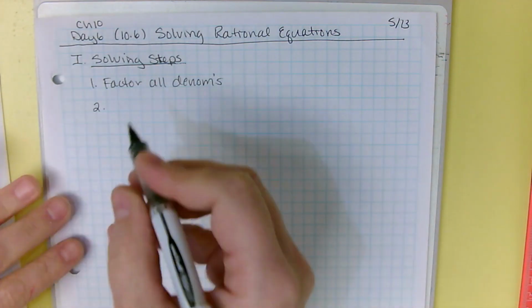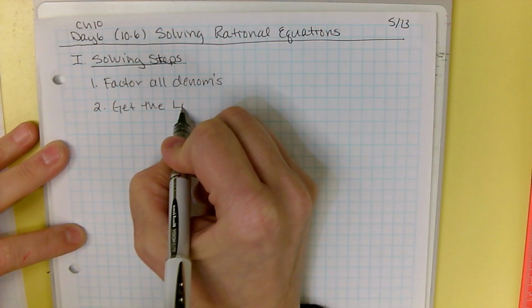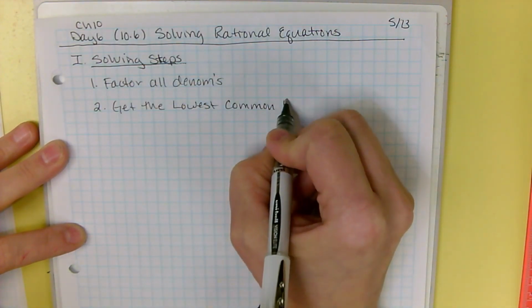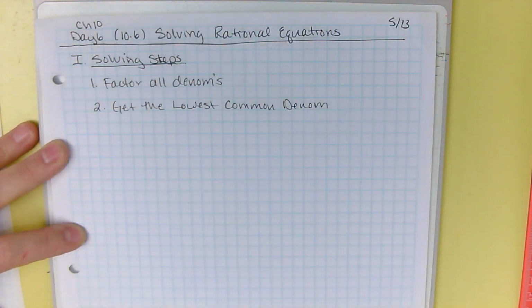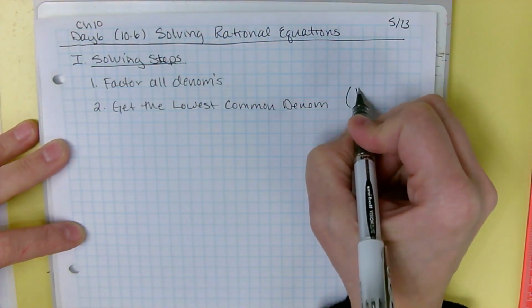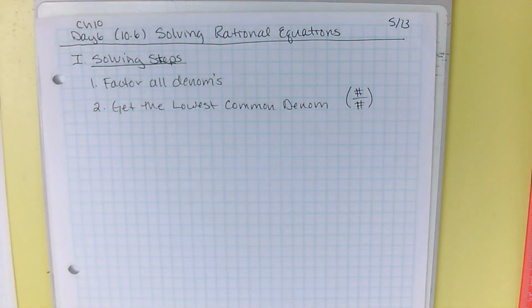Step 2 is get the lowest common denominator. And this is what we already have been doing when adding and subtracting. You multiply each fraction by the missing factor or factors over itself until the bottoms match.